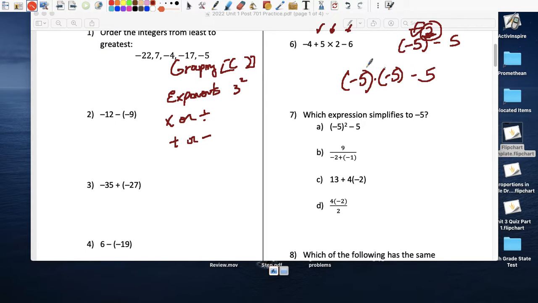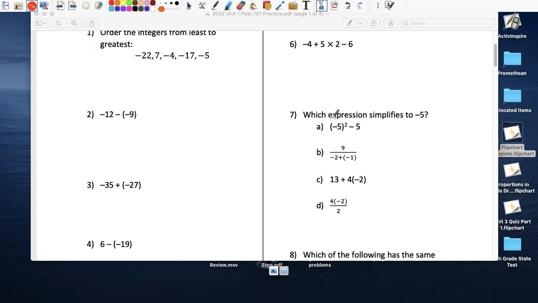Minus 5. So now we can do, well, multiplication comes before subtraction. So negative times a negative is a positive, and then 5 times 5 is 25. Minus 5, and 25 minus 5 becomes just 20. 7. Which of these 4, A, B, C, or D, has an answer of negative 5?